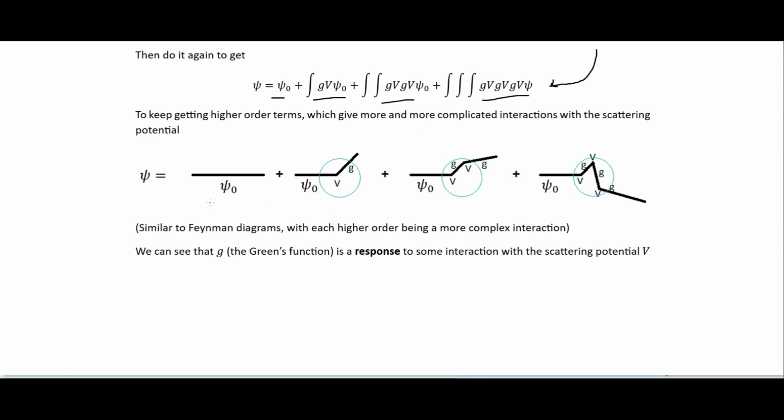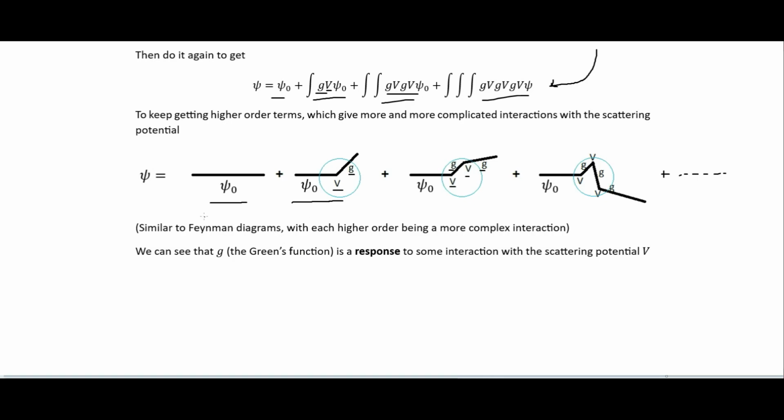So this is our 0th order term right here. Then we are adding on this first order term here, which has a single V and a single G, like we have up here. Then we add this one here, which has 2 V's and 2 G's, which this has right here. And then we keep adding more and more. So we'd even add more after that. You could keep adding more and more terms to get a more and more accurate description of the way that this particle is interacting with the potential.